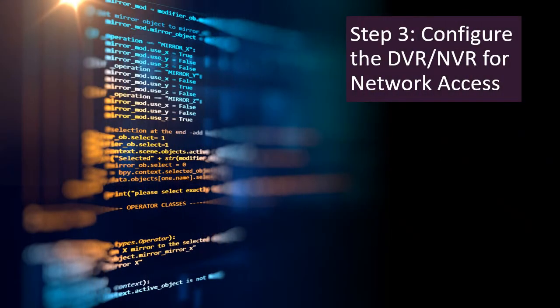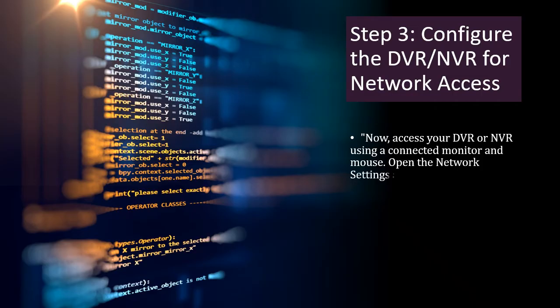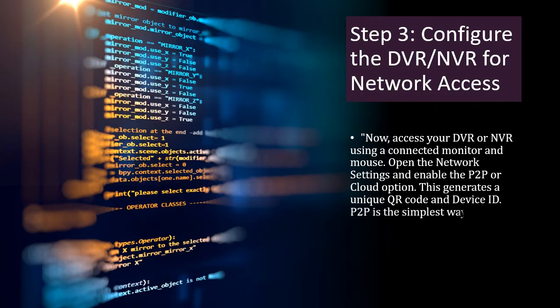Step 3. Configure the DVR/NVR for network access. Now, access your DVR or NVR using a connected monitor and mouse. Open the network settings and enable the P2P or cloud option. This generates a unique QR code and device ID. P2P is the simplest way to connect your system remotely without advanced network setup.